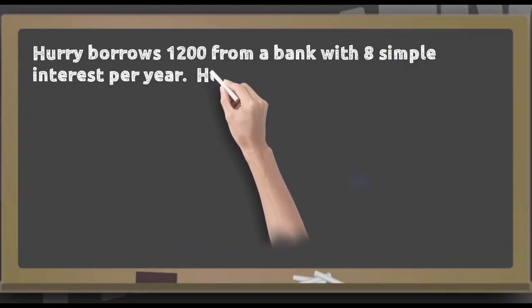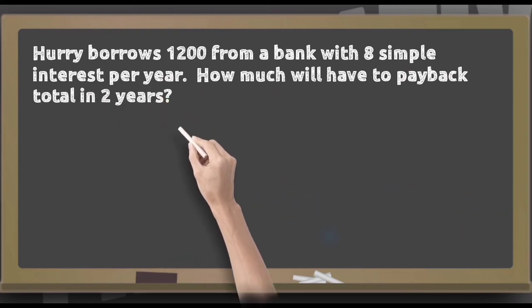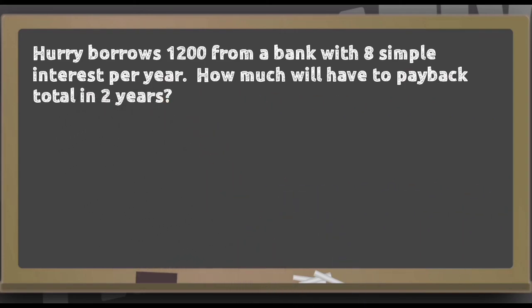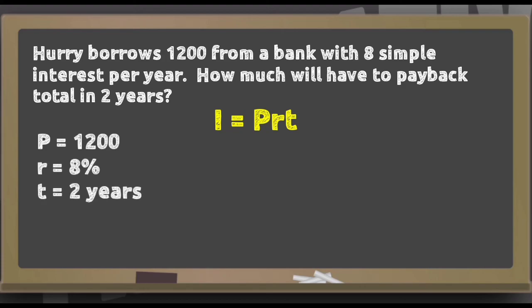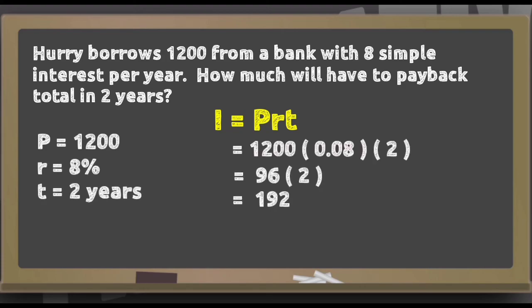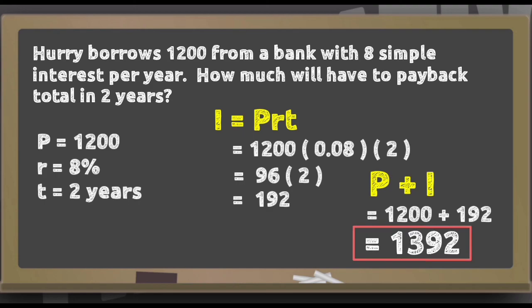Harry borrows 1,200 from a bank with 8% simple interest per year. How much will he have to pay back in total in 2 years? So this is the formula. Then get the value of the principal, rate, and time. Substitute. Then calculate first 1,200 times 0.08 equals 96. Then 96 times 2 equals 192. To get the total payback, just add the principal and the interest earned, and the total payback should be 1,392.